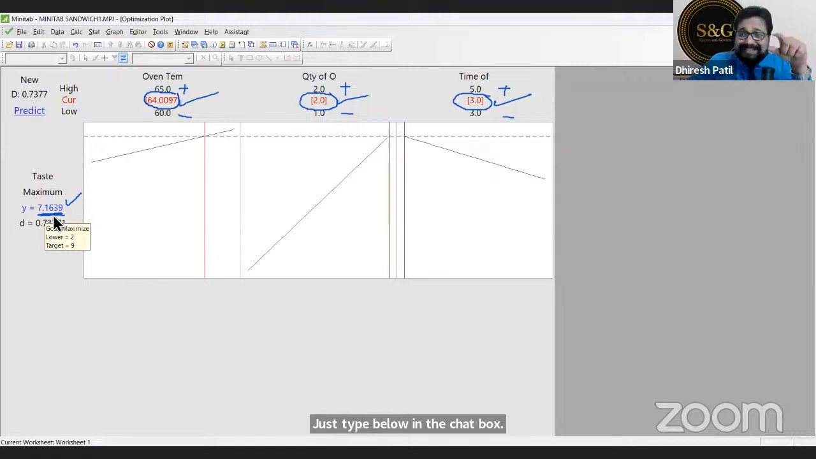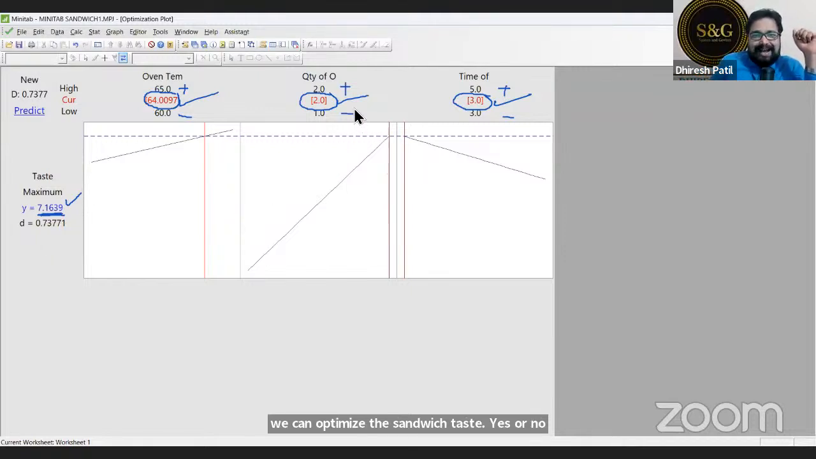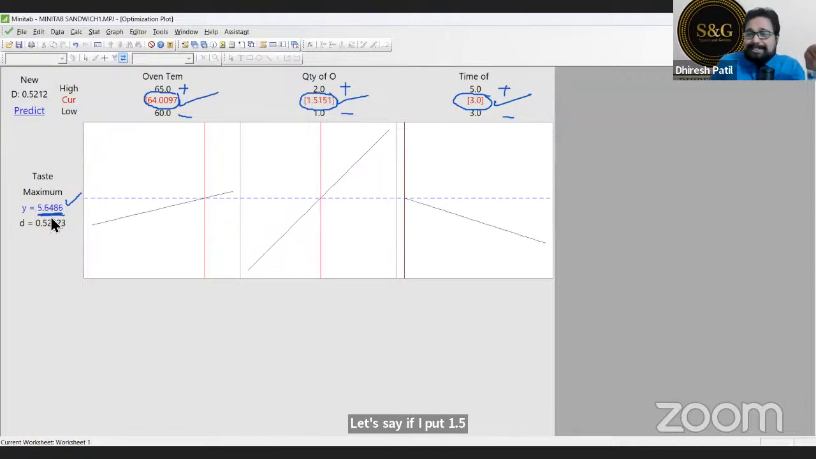So without making the sandwich, we can optimize the sandwich test. Yes or no? Look at this. I can play around with this quantity of onion. Let's say if I put 1.5, my test is 5.6. Wow. Let's say if my time is 4 instead of 3 and 5, I just put it at 4.